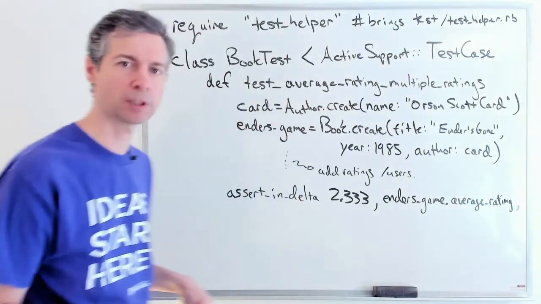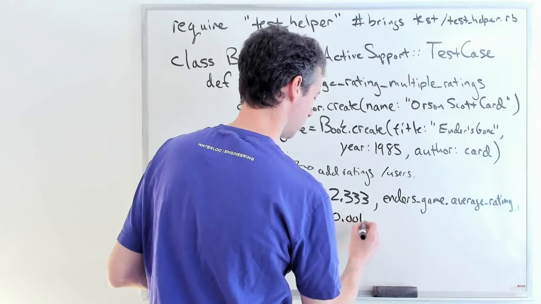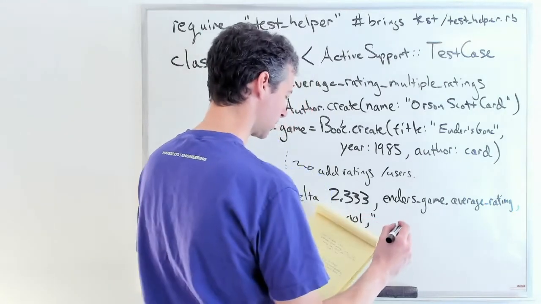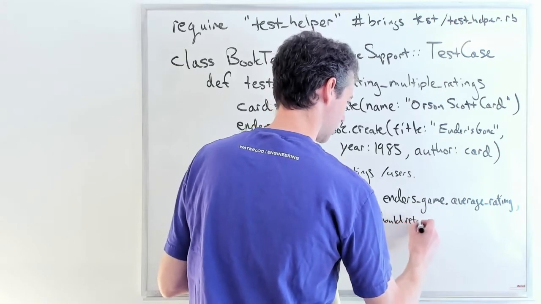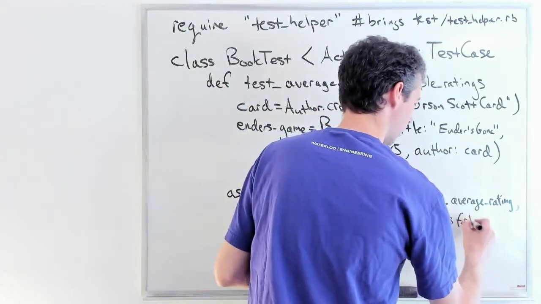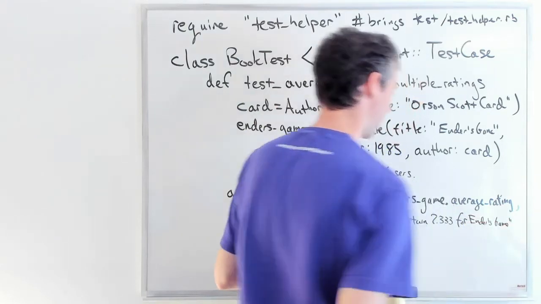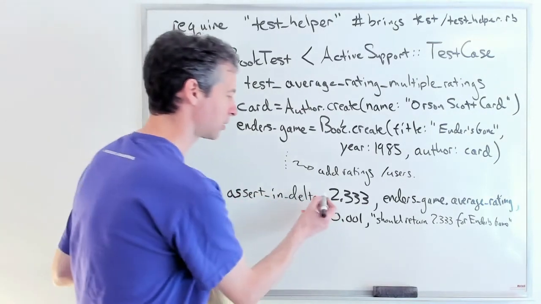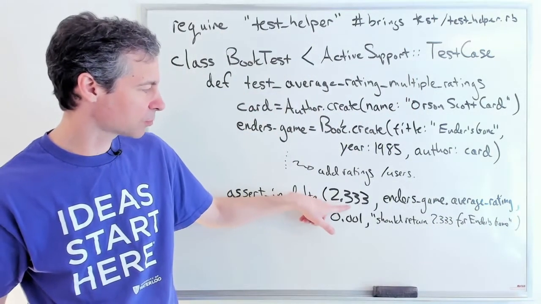Now, how close do I want them to be? I want them to be within a delta of 0.001. And then I want to give a message if it's not. And so I can supply this and I could write it should return 2.333 for Ender's Game. So a nice helpful message if it does not actually pass the test. And so we can do this assert, and this is a method call. If you wanted, I could put parentheses around these. All right, and so that's what's expected.